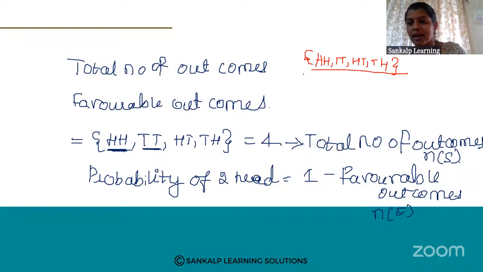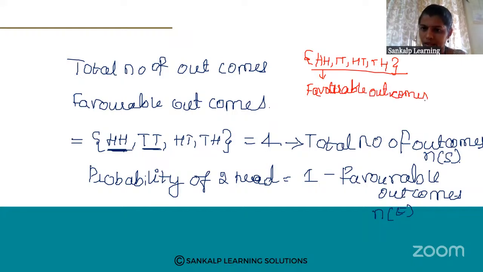I specified getting two heads. That means in one case only we are getting two heads. That we call favorable outcomes. Right? Favorable outcomes. Total number of outcomes: how many results are you getting here? That is 4 results. Therefore, this is called the total number of outcomes.